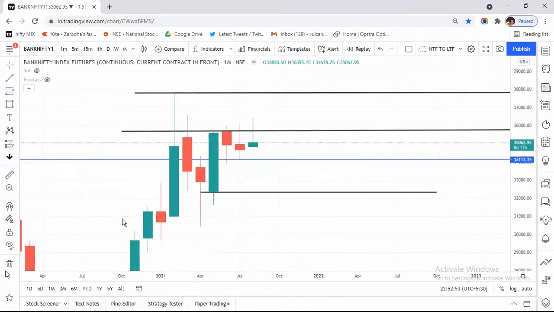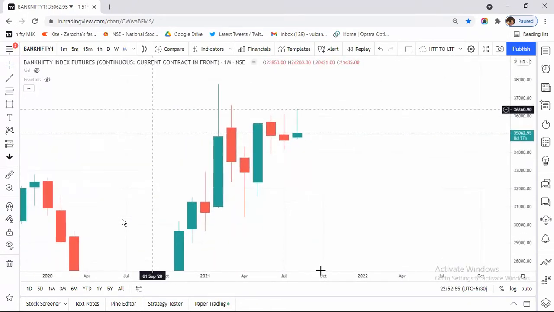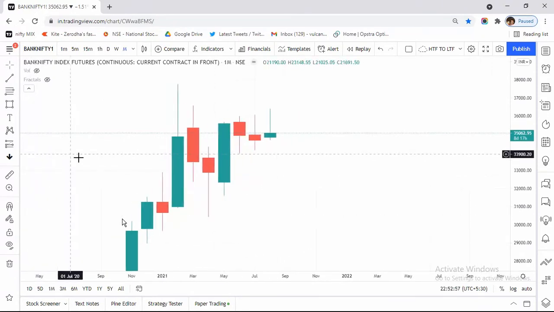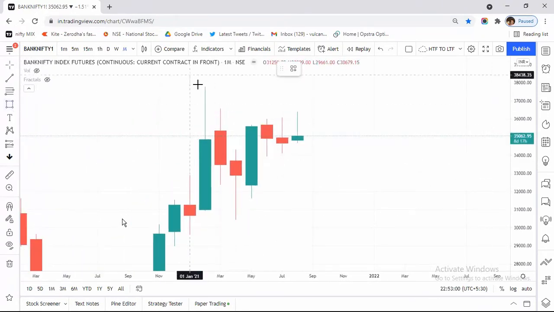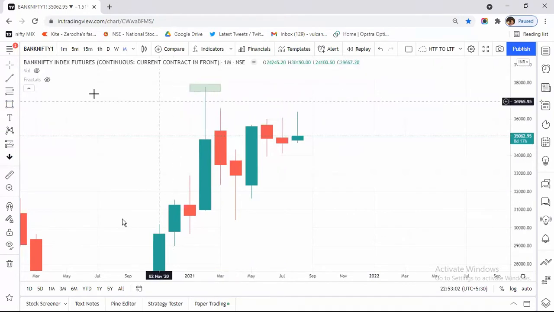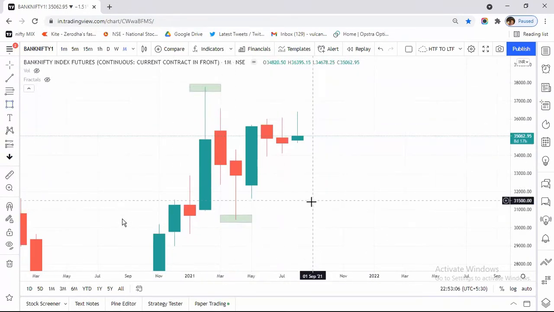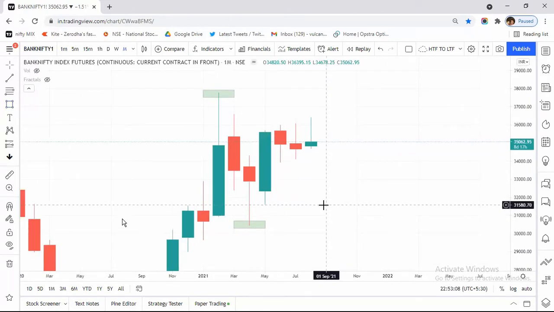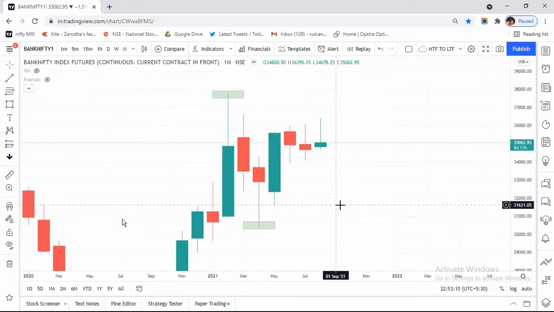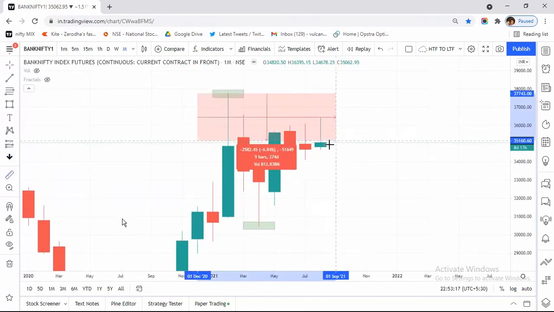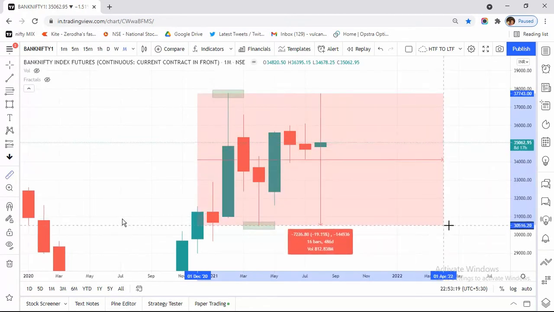What I say is that when you see a swing A and swing B, here is a swing high point and here is a swing low point. Now, is it okay or not? Yes, sir, it's okay.